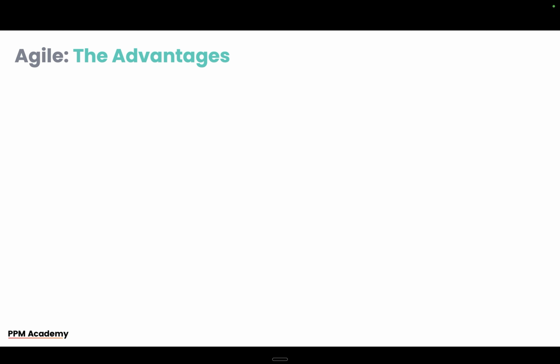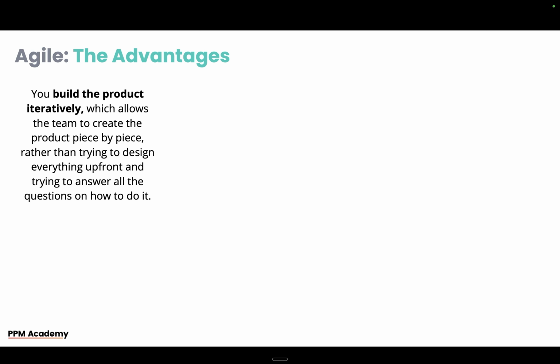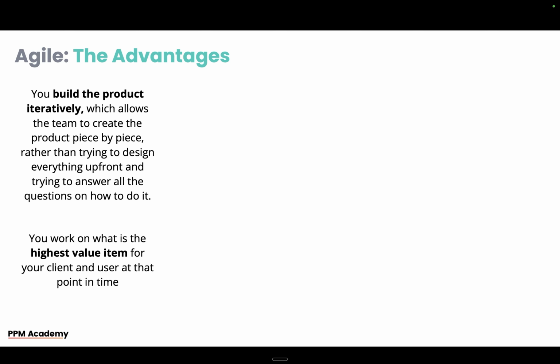And you might not be building something, but again, this is a software example, but it could be absolutely anything. Now, the advantages of an agile approach is you build the product iteratively, which allows the team to create the product piece by piece rather than trying to design everything up front and trying to answer all of the questions on how to do it, which is very, very hard to do. And well, it's impossible to do, certainly on a complex project.